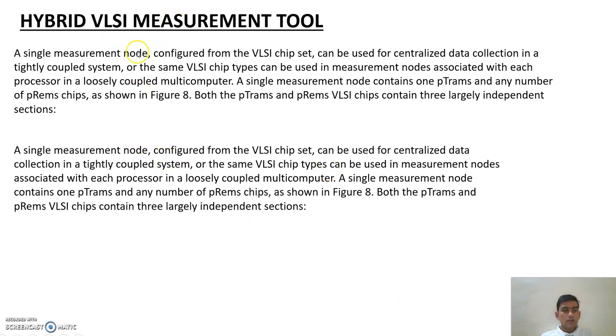Next, hybrid VLSI measurement tool. A single measurement node configured from a VLSI chipset can be used for centralized data collection in a tightly coupled system, or the same VLSI chip type can be used in a measurement node associated with each processor in a loosely coupled multi-computer. A single measurement node contains one PTRAM and any number of PRAM chips, as shown in figure 8.